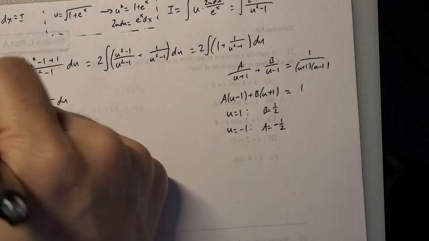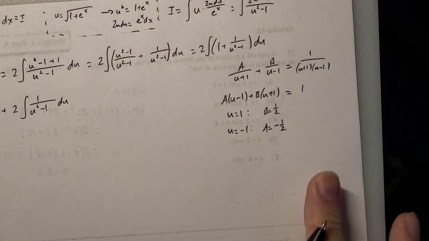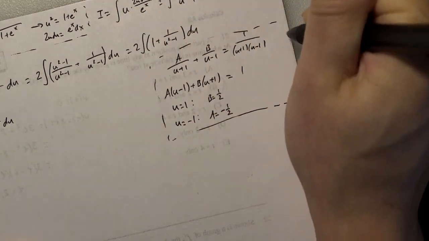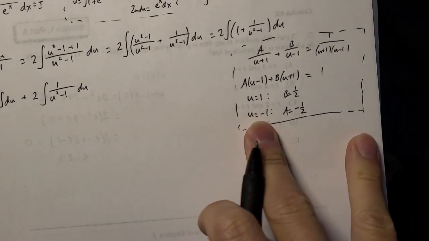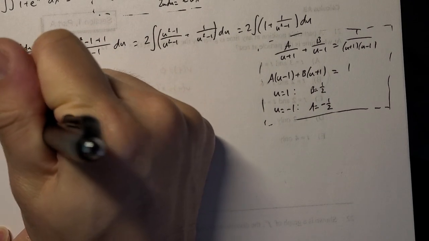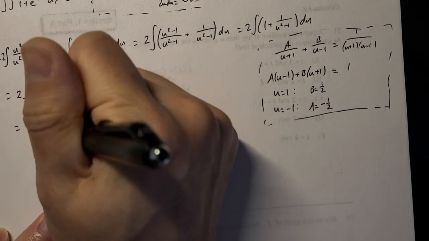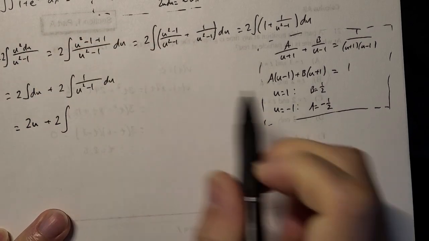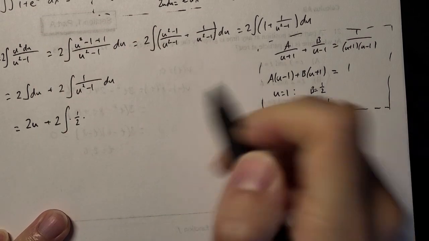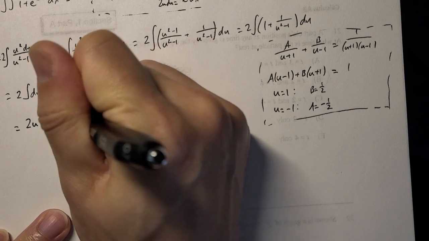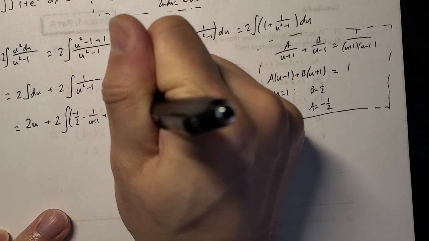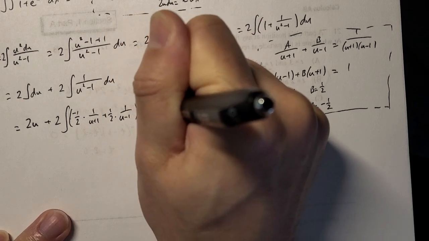Okay, so we can directly, let me shift it back. Let me put a dotted box around this to show my work. This is the partial fraction decomposition. Now back over here, this is just 2u, that's this guy, plus 2 integral of a is negative half times 1 over u plus 1, and then plus half times 1 over u minus 1 du.